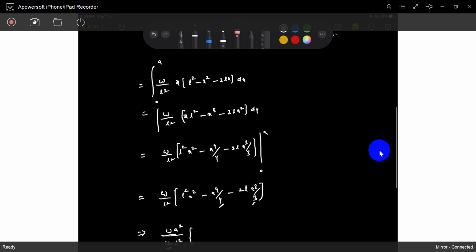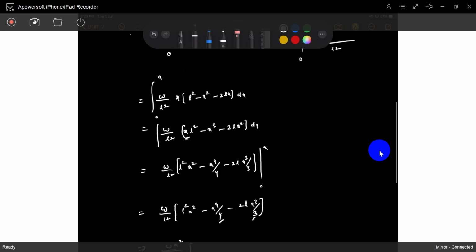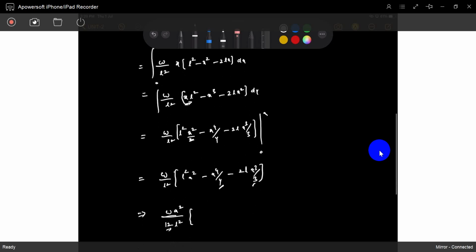Also I missed something. See, it is x square by 2. I will rewrite like this. How much is it? It is square by 2. So see, how much is it? I will put 12 at the bottom. That will come 6L square.